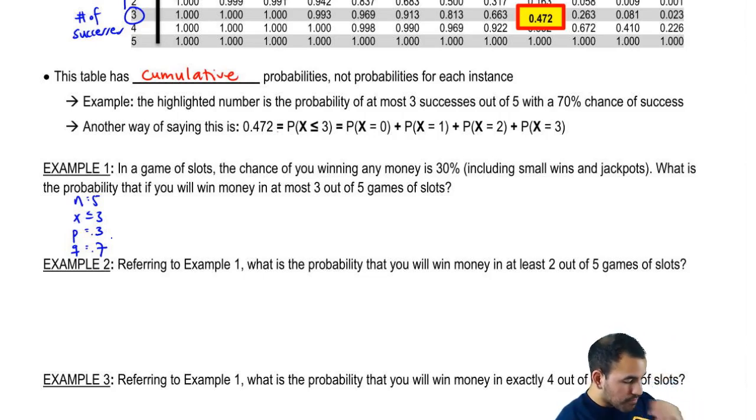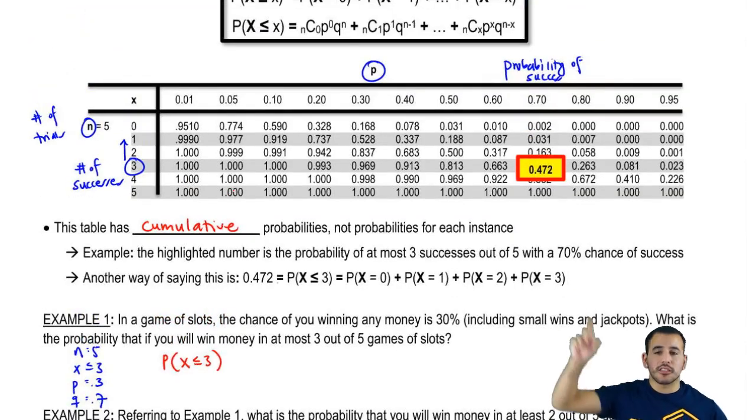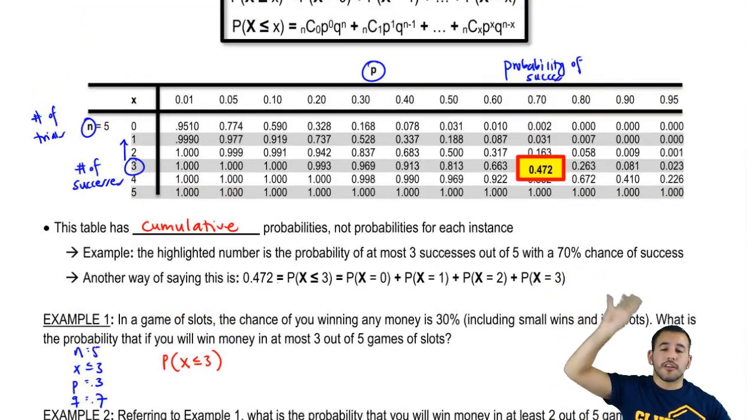So now, we want the probability that x is less than or equal to 3. So how do we get that from this table? Well, first things first, you have to find the n. And again, this is just a little excerpt of the table. The full table is at the end of all these packets.